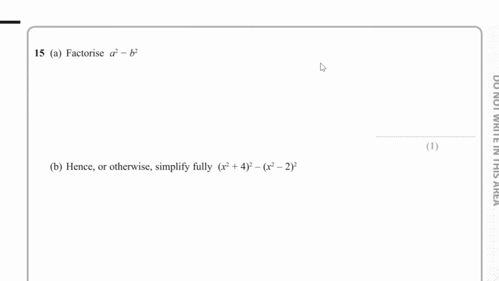Question number 15 for part A. We have to factorise a squared subtract b squared. Well, we should spot we have a difference of two squares. So we have a plus b multiplied by a minus b.